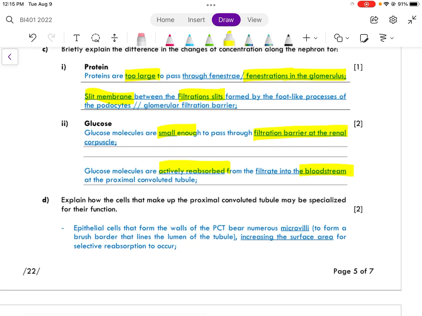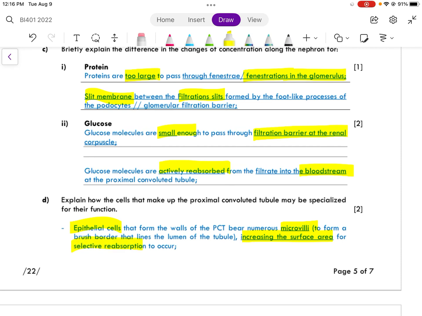Next, let's look at D. Explain how the cells that make up the PCT may be specialized for their function. Okay, so this is a question of adaptation. So you can mention that the epithelial cells of the PCT have numerous microvilli. This increases surface area for selective reabsorption to occur.